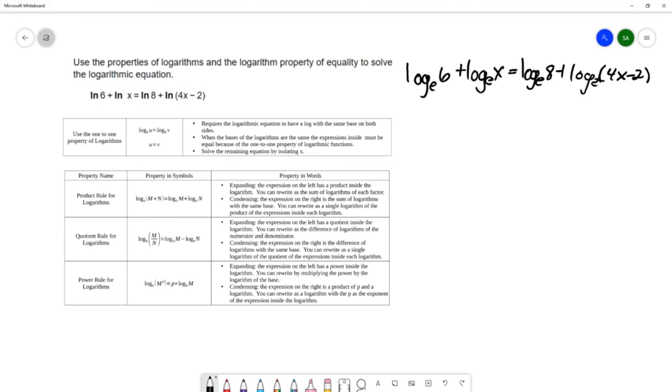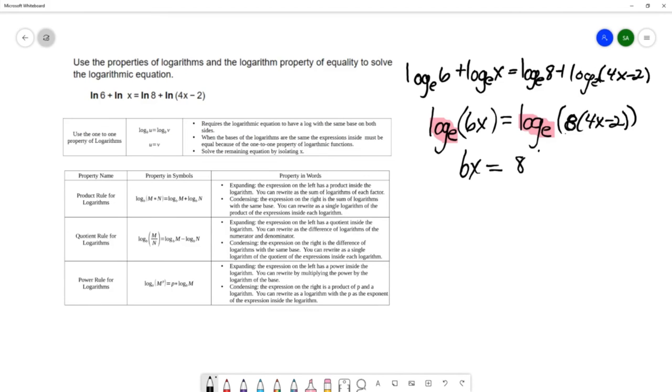On the left-hand side, I'll condense my logarithms using that product rule to become log base e of 6x. I multiplied 6 and x to condense. And on the right, I have log base e of 8 times 4x minus 2. Now you can see I have a log base e on the left and a log base e on the right. So I can apply the property of equality, and what's inside the log on the left must equal what's inside the log on the right.